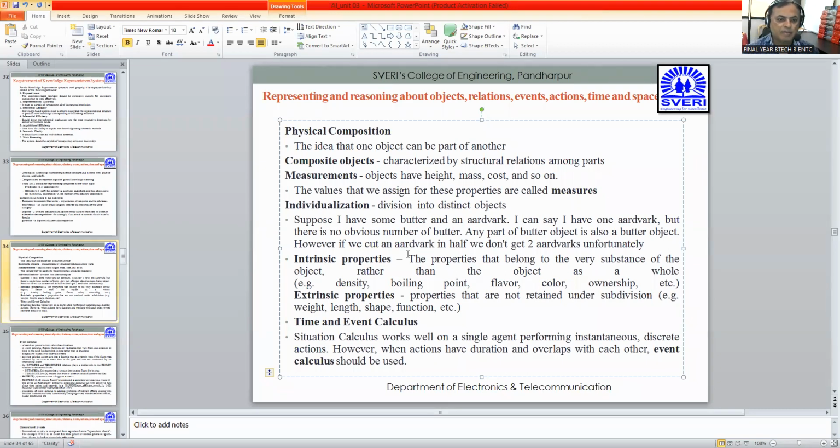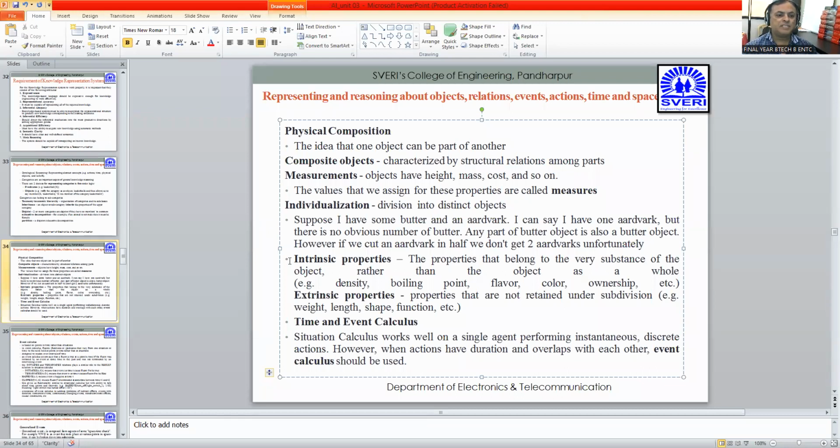We can also take an example. Suppose I have some butter and an ginger. I can say that I have one ginger, but there is no obvious number of butter, right? We can say that there is one ginger, but we cannot say butter does not have the value. So any part of the butter object is also a butter object. However, if I cut a ginger in half, we don't give two gingers, unfortunately. So even if it is converted, we cannot say it is a half. And butter does not have numbers to say that this much of butter. So obviously this is nothing but the individualization.